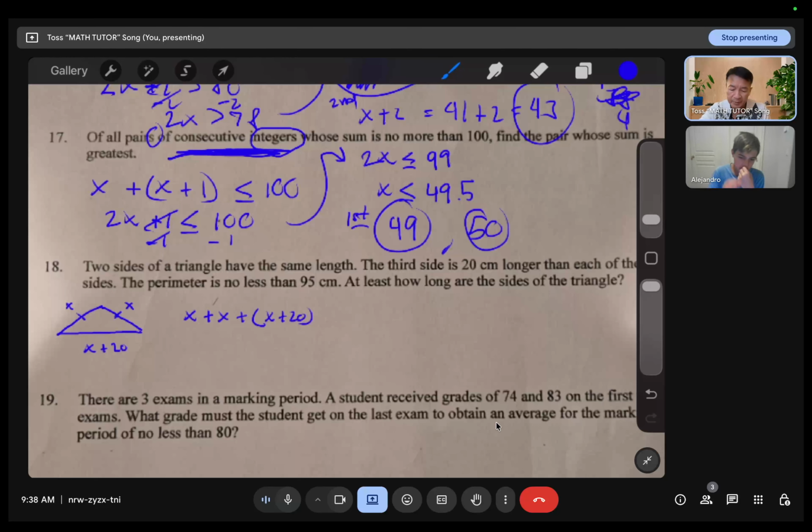Okay. The perimeter, you add them, is no less than 95. How would you write that? No less than 95 centimeters, but you don't need to put the centimeters in your inequality, your setup. What do you think?